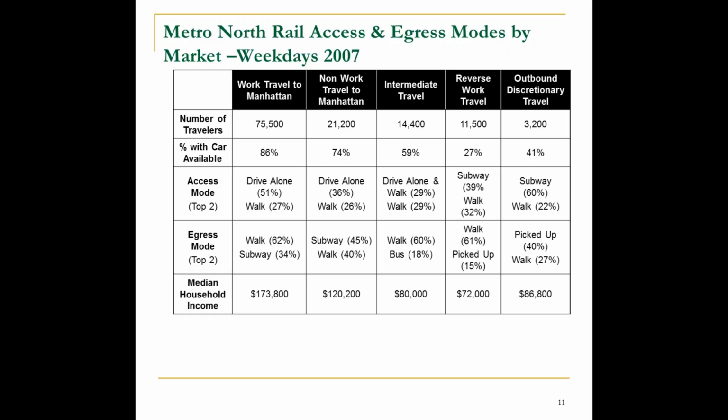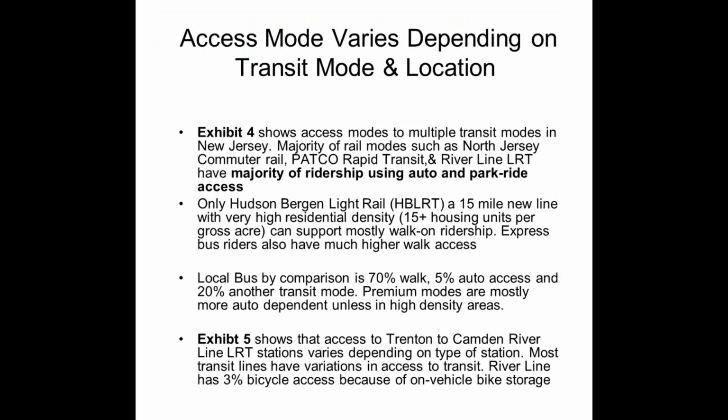And then the other end of the trip, how they get to their destination. You can see walking is more on the reverse or intermediate travel, and walking and subway on the Manhattan end. And the incomes, as you can see, are very variable also. Access mode varies depending on transit mode and location. I'll show you in a minute a slide that shows how the mode access varies by mode in New Jersey. Let me just go to that.